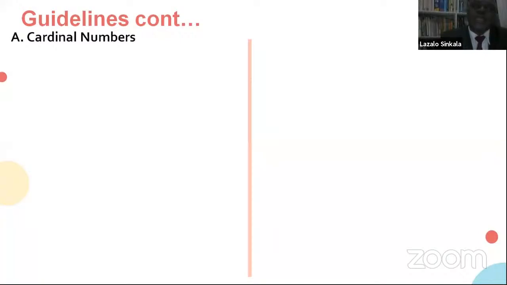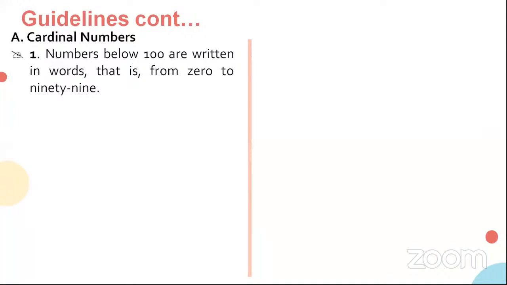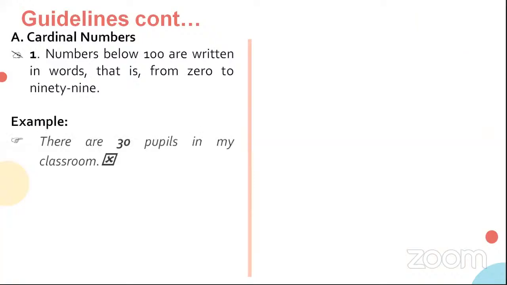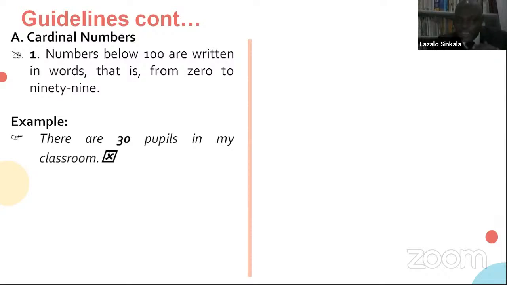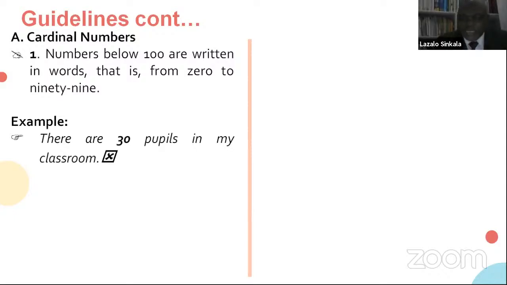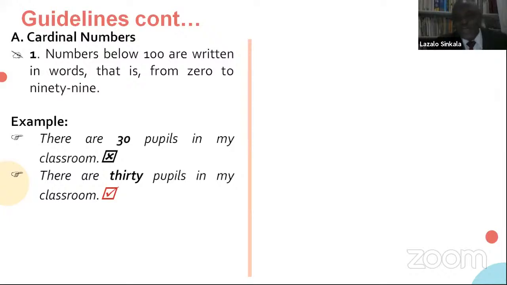Let's begin by looking at the cardinal numbers. Numbers below 100 are written in words, that is from 0 to 99. For example, "There are 30 pupils in my classroom." That 30 is written in figures. That is wrong. So in a composition, if somebody writes that, it becomes wrong. Instead, it's supposed to be the word thirty as it is expressed here: "There are thirty pupils in my classroom."